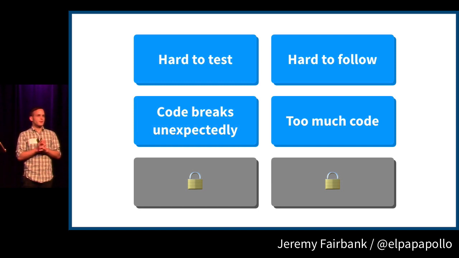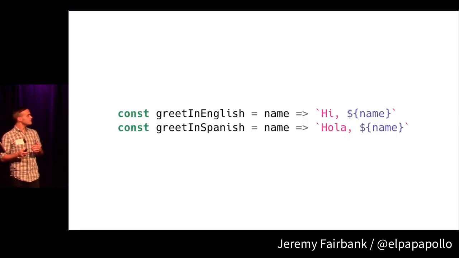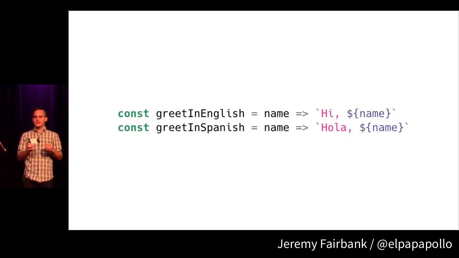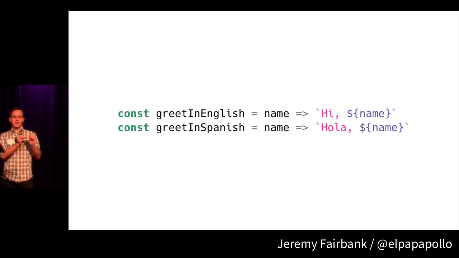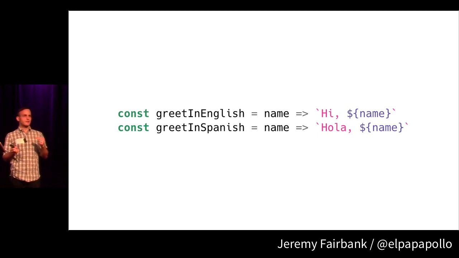So now on to our fourth problem, too much code. Now this is a little ambiguous, so we're going to look at examples and see what I mean when I say too much code. So let's say in our application we're working on internationalization. And this is a very basic example, but we have a greetInEnglish function and a greetInSpanish function. They both take a name and they return hi or hola with the name.